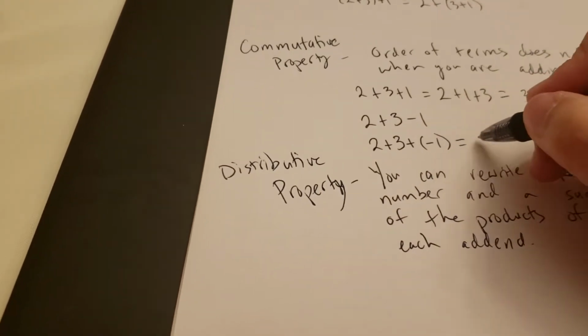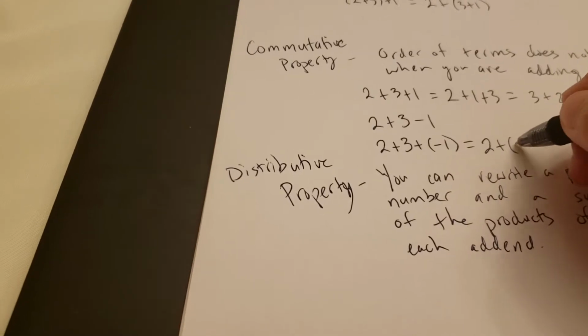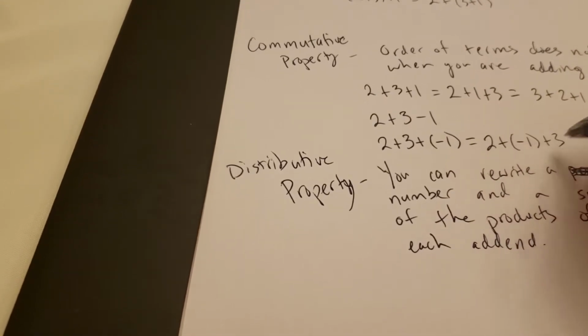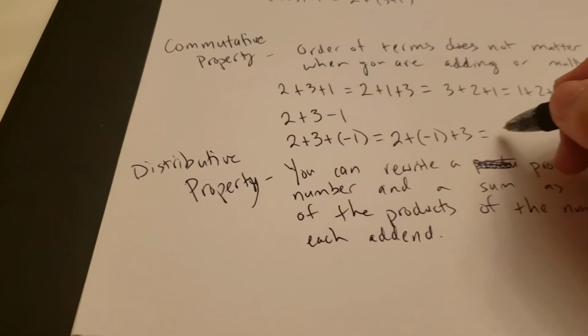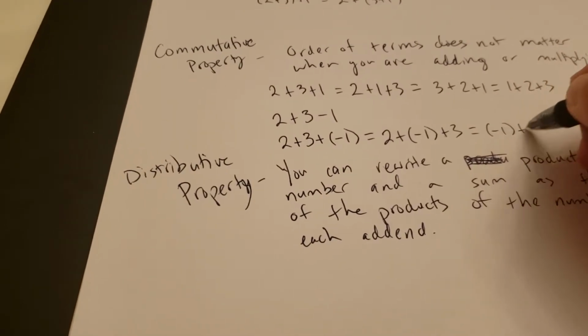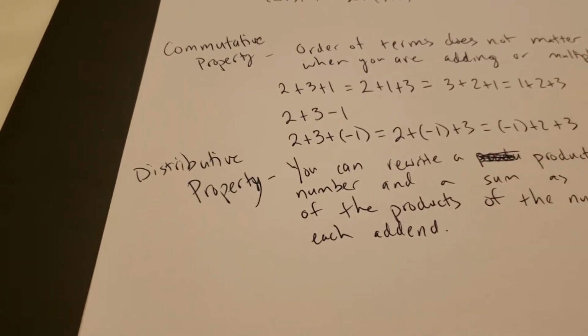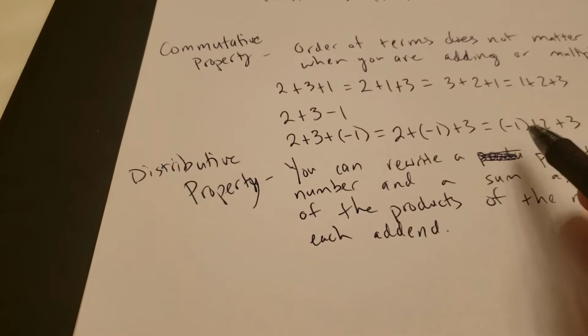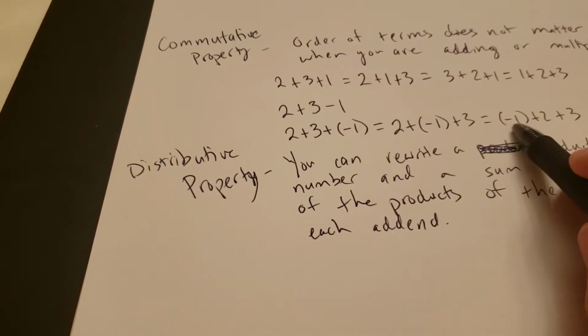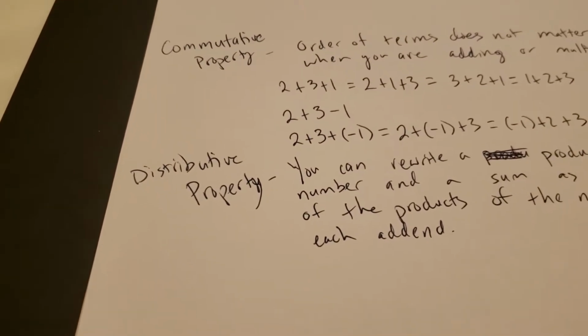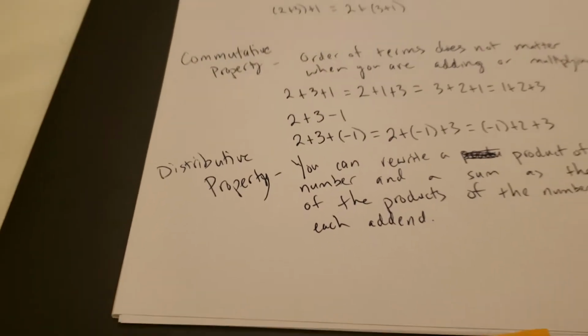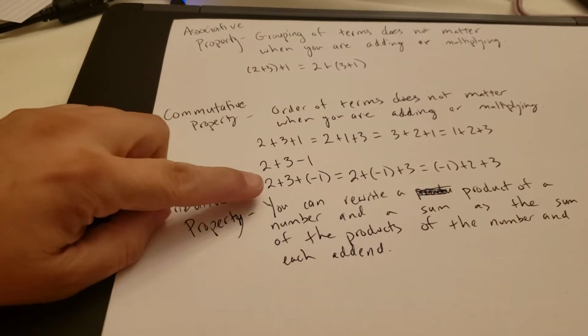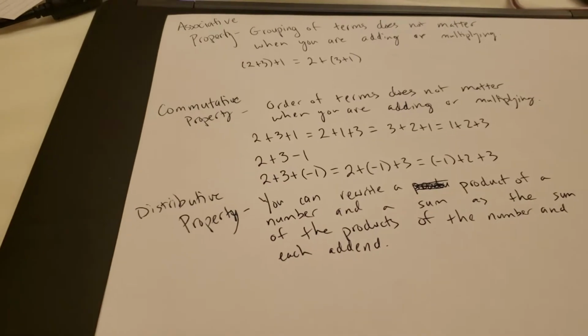So I could rewrite it as 2 plus negative 1 plus 3, or negative 1 plus 2 plus 3. This guy, I could just rewrite it around. As long as I keep that minus sign, that negative sign with that 1, I'm good. Okay? And that's really cool. That's something that I don't know if they've done before.